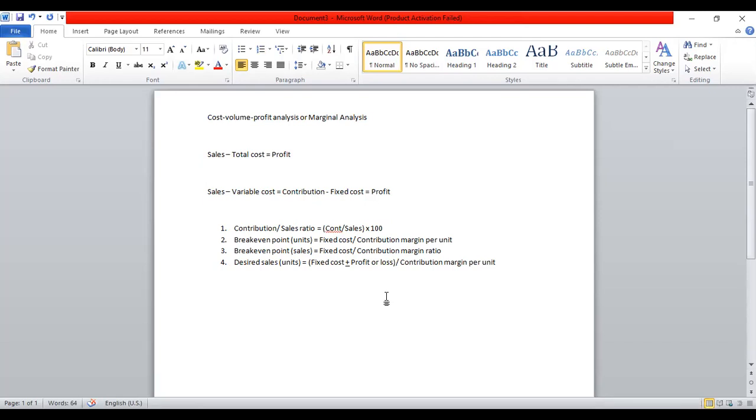The rest of it is all we have discussed. So if we have to find out now the desired sales in sales value, in terms of the dollar value.